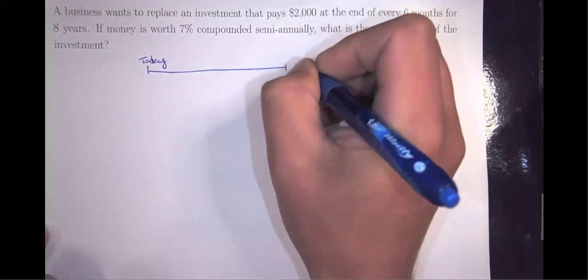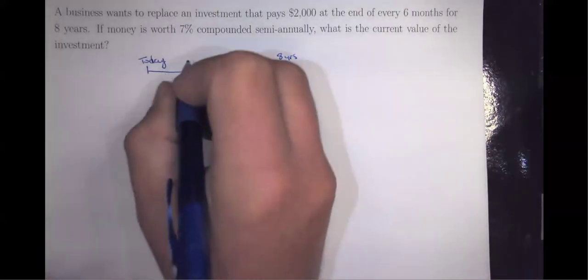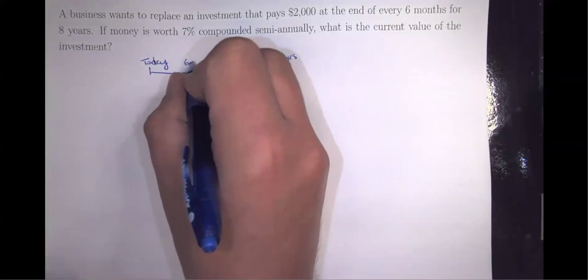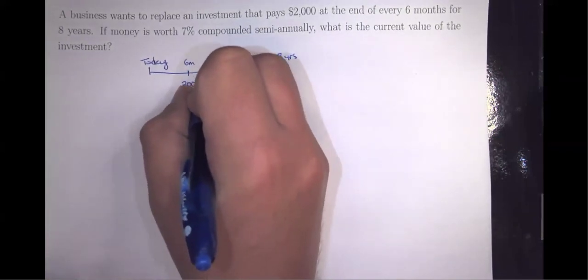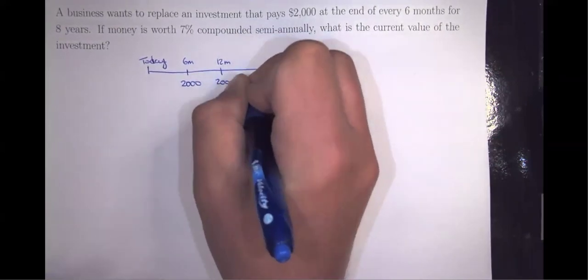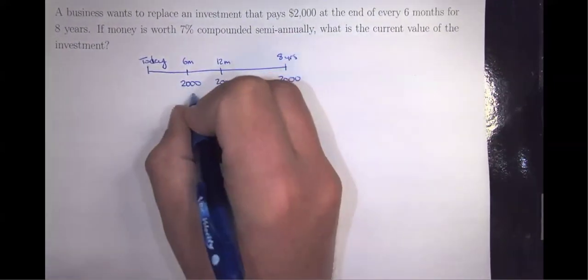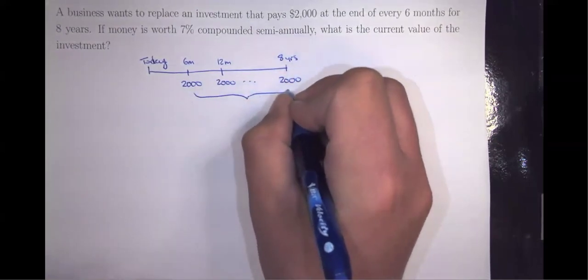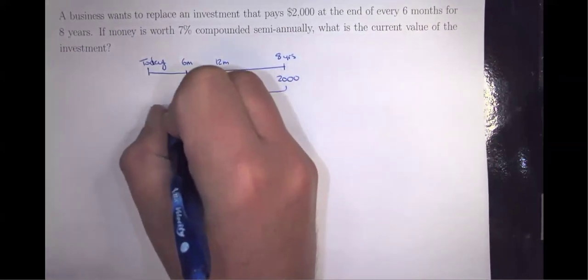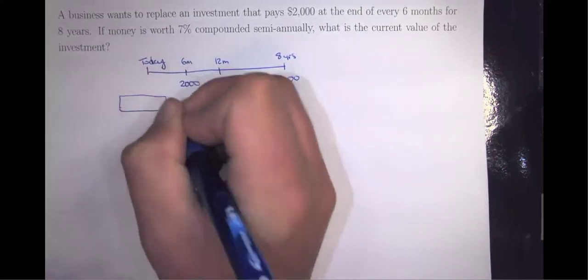So here we are today, and this investment carries on for 8 years. At the end of every 6 months, we pay $2,000, or it pays $2,000, and it carries on for all these 8 years. Now, what we'd like to do here is replace all of these payments by a single equivalent value in terms of dollars today.